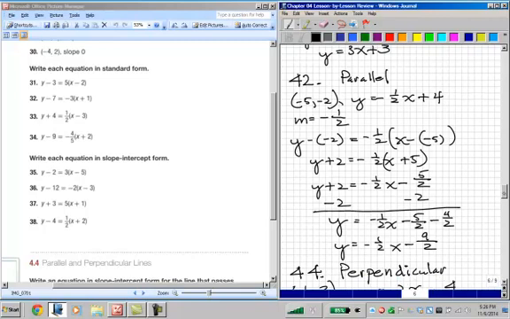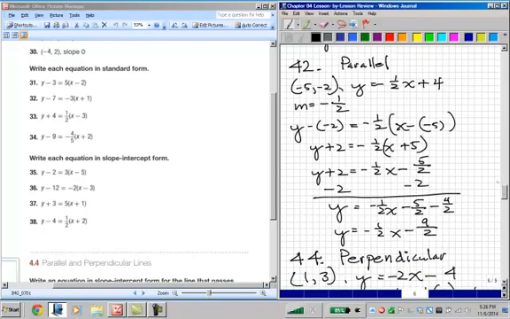42. Another parallel: we've got to find another line that passes through (-5, -2) and is parallel to y = -1/2 x + 4. So the slope that we have to use has got to be the same slope as the given line, -1/2, so the lines are parallel. And we're going to use point-slope form.